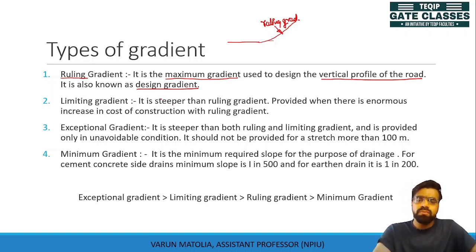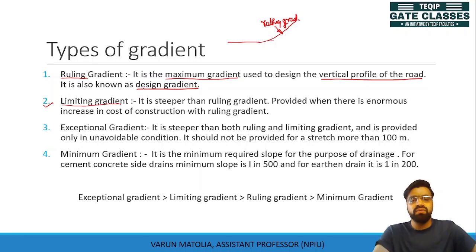Another value higher than ruling gradient is limiting gradient. At a location where, because of some economical restriction, we cannot provide the ruling gradient, we have to provide a gradient higher than ruling gradient. If there is an exceptional change in your project cost because of change from ruling to limiting, then you can provide this limiting gradient also.